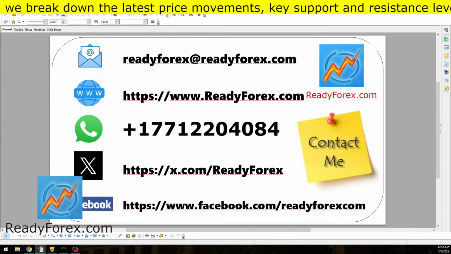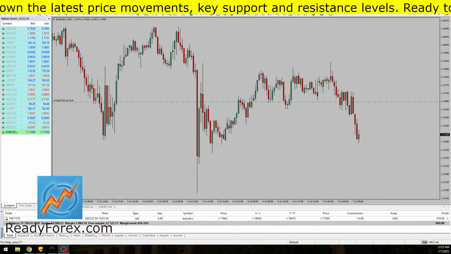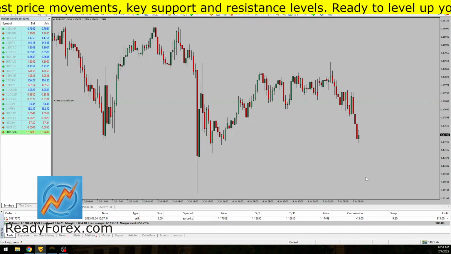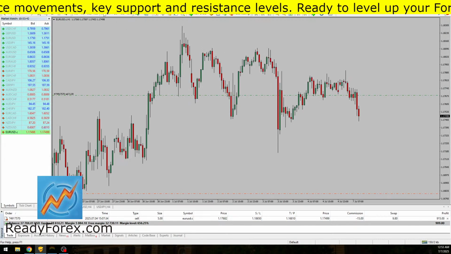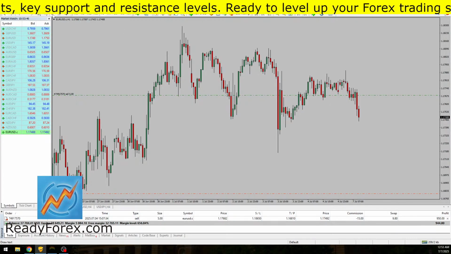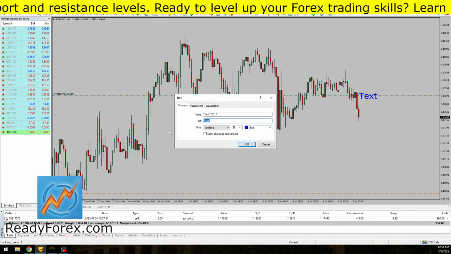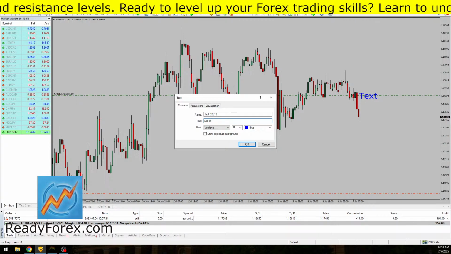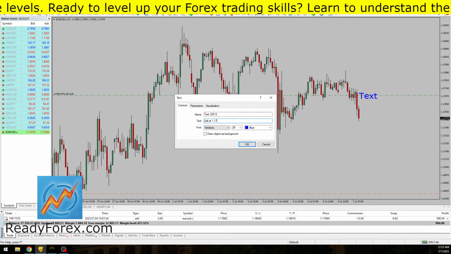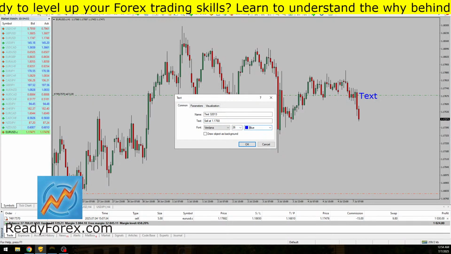Let's get started. I'm going to close this one over here, and let's see what's going on. Okay, this was the euro dollar sell trade which I have taken. Let me write it down over here. This was the sell at 1.1768.